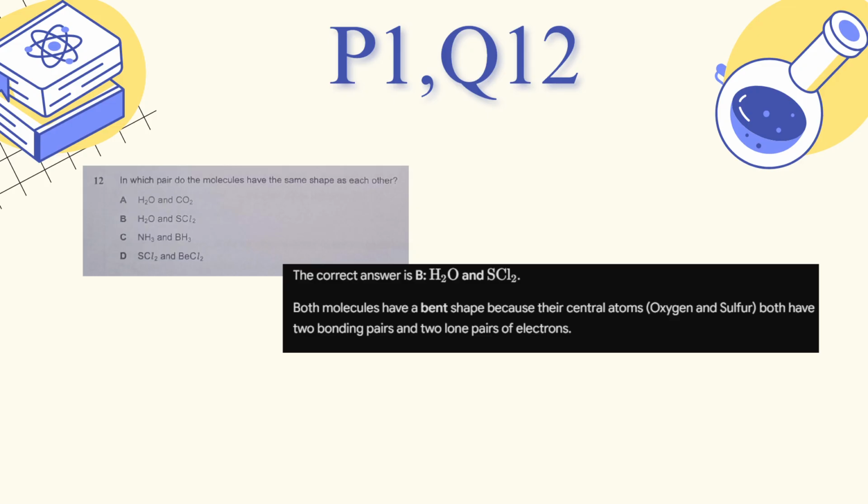Question number 12. In which pair do the molecules have the same shape as each other? The correct answer is B, H2O and SCl2. Both molecules have a bent shape because their central atoms, oxygen and sulfur, both have 2 bonding pairs and 2 lone pairs of electrons.